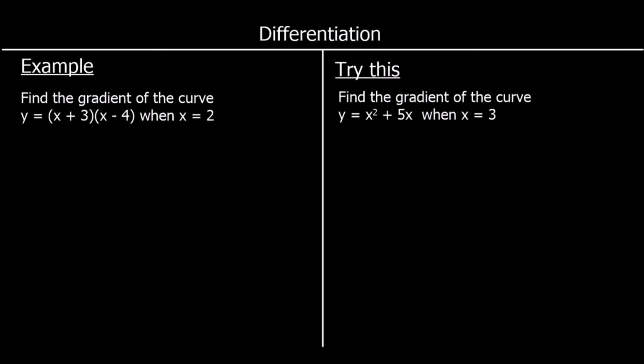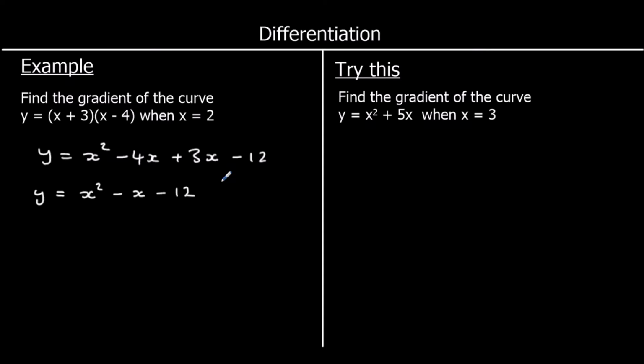Before we can do that, we need to expand these brackets. We can't differentiate it in this form. With brackets, we need to get rid of them first. So we'll expand these brackets. x times x is x squared. x times negative 4 is negative 4x. 3 x's are 3x. And 3 negative 4's are negative 12. So we can rewrite our equation by collecting the like terms as x squared minus x minus 12.